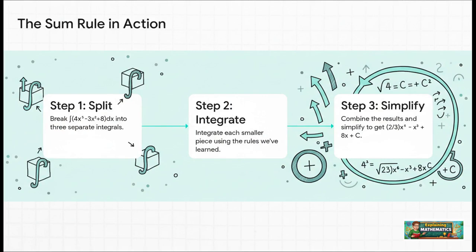We have 3 terms, so we're going to handle them one by one. First, the power rule on 4x to the 5th, then the power rule again on negative 3x squared, and finally our simple constant rule on the 8. We just combine all those results, clean it up a bit, and add a single plus c at the very end to cover the whole thing.